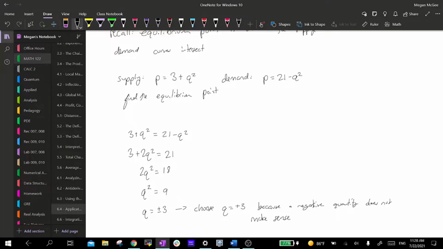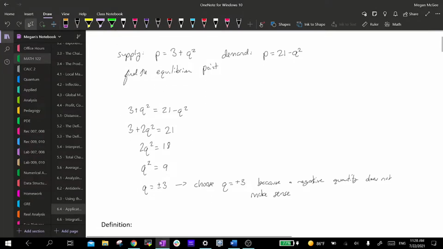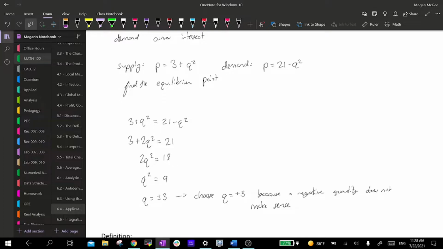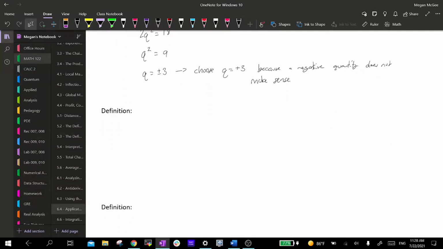All right, so here we found the equilibrium point occurs at 3 for the quantity, and then we could plug this in to find out our equilibrium price as well if we wanted to. So let's go ahead and jump into a definition.